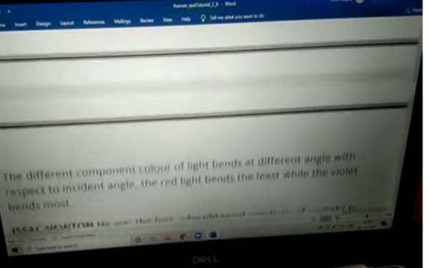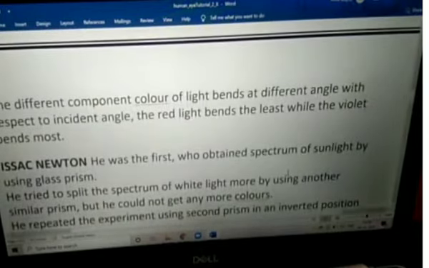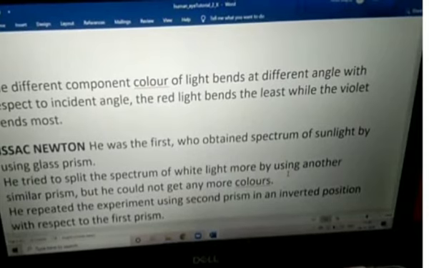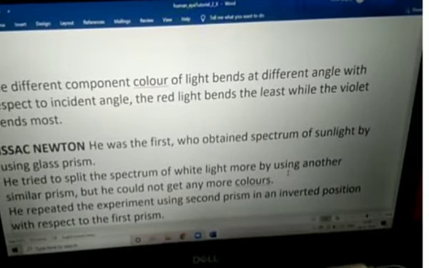Now we will understand the different component colors of light. Now we can see that light bends at different angles with respect to the incident angle. The red light bends the least while the violet light bends the most. Isaac Newton was the first scientist who actually proved that white light consists of 7 different colors by performing an experiment.